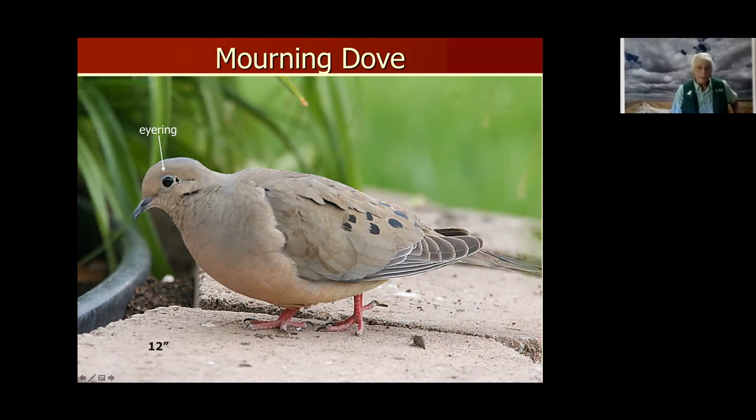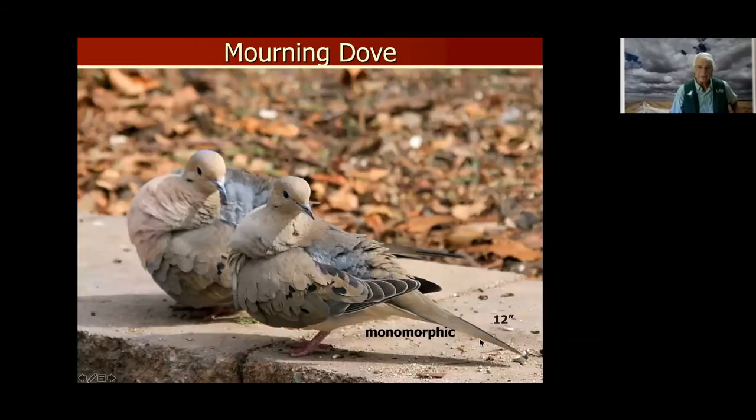Notice the color that goes all the way around the eye, so that is a true eye ring. They've got the black spots on the upper part of the wing and the red feet and legs. They are basically monomorphic, can't tell male from female, although I've read somewhere that at least during the breeding season, the males tend to get a little bit more iridescent on the back of the neck, but I honestly have never checked that out. So check that one out for me and let me know.